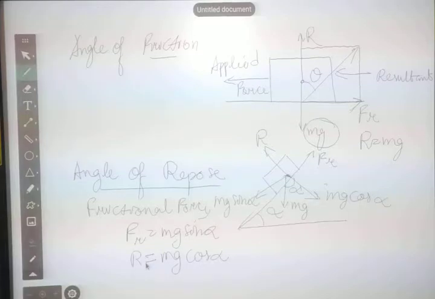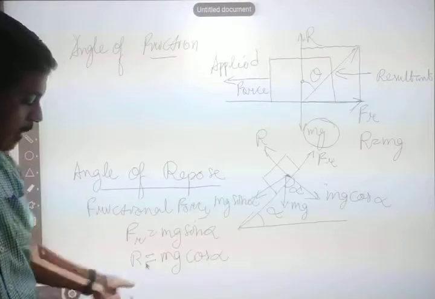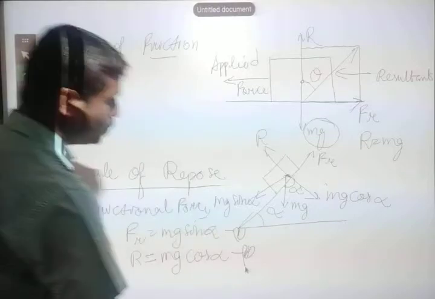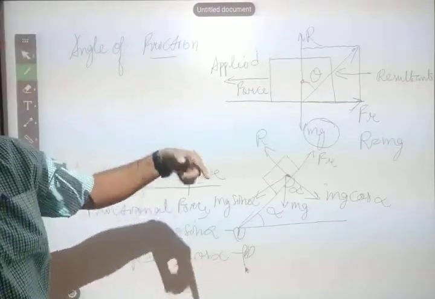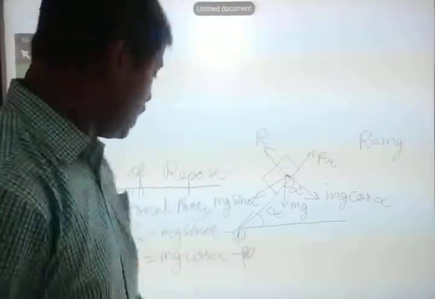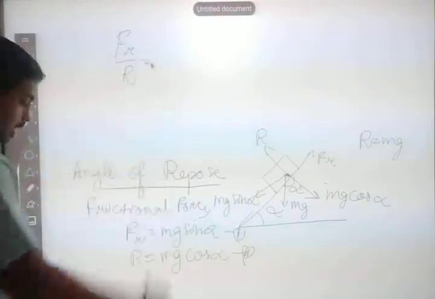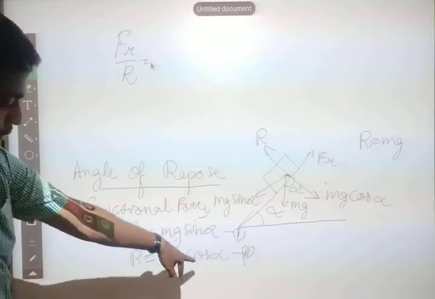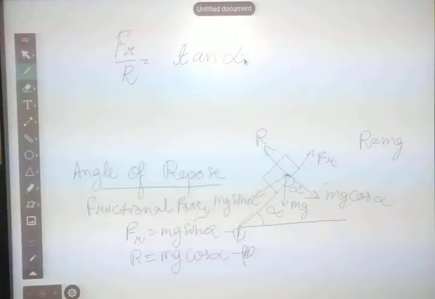So Fr, the friction force, is equal to mg sin alpha, and the reaction force R is equal to mg cos alpha. You can mark this as equation 1 and this as equation 2. You can pause the video and draw the diagrams from here and write down the angles. Now if I divide the two equations, that is Fr by R, what will I get? The mg and mg will get cancelled. Sin alpha by cos alpha is nothing but tan alpha.